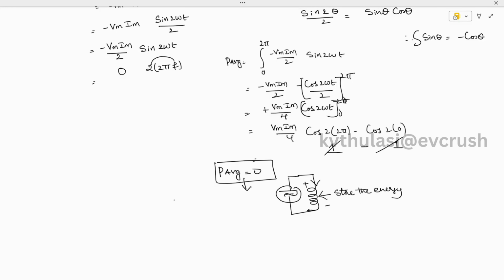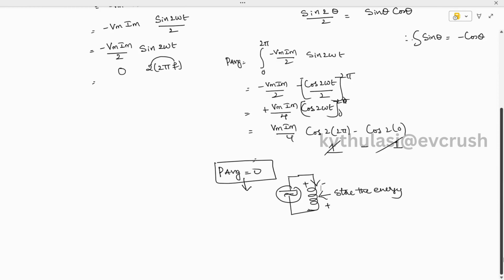Whenever the source is not available, it will change its polarity and maintain the magnitude of current, which is nothing but it maintains the current magnitude which will discharge the energy. This is the behavior of an inductor. Okay, so therefore, now let us try to draw the power curve.